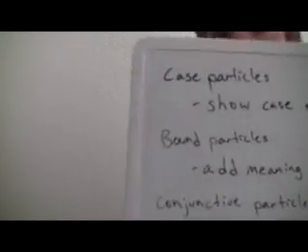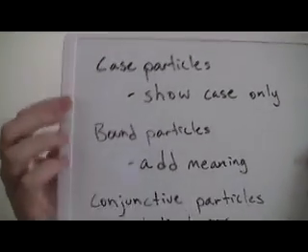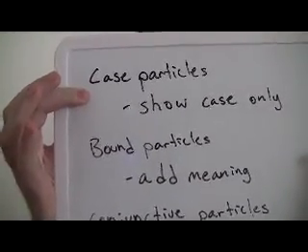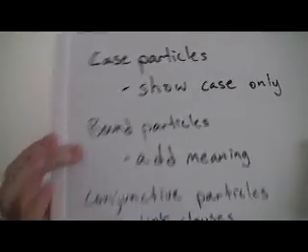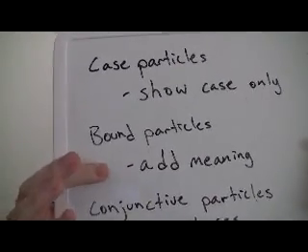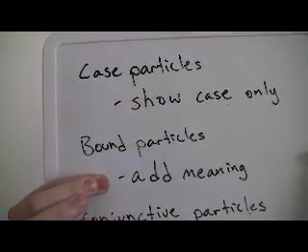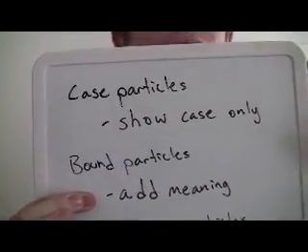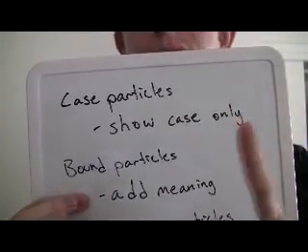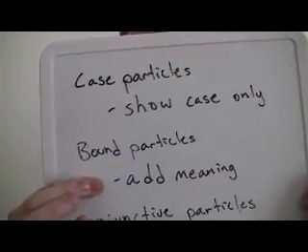So, case particles. Anyway, the whole point of showing this is that we know ga is a case particle, like I just said, and wa is a bound particle. So automatically we see this and say, oh, it adds meaning to the sentence. And guess what? We're not just going to talk about wa and ga, because we have to talk about one more particle if we want to make sense of these two. And that particle is mo.